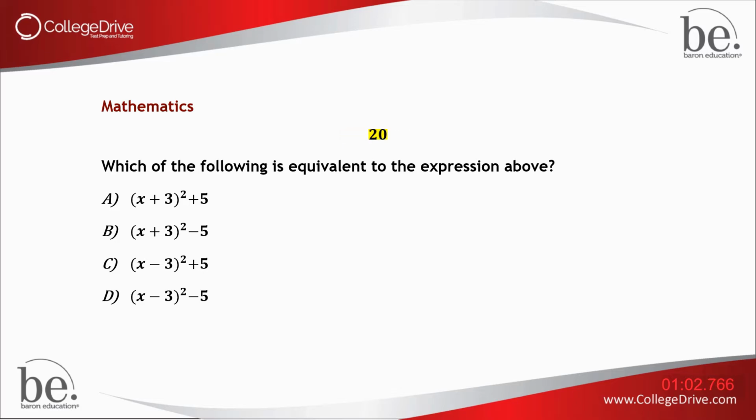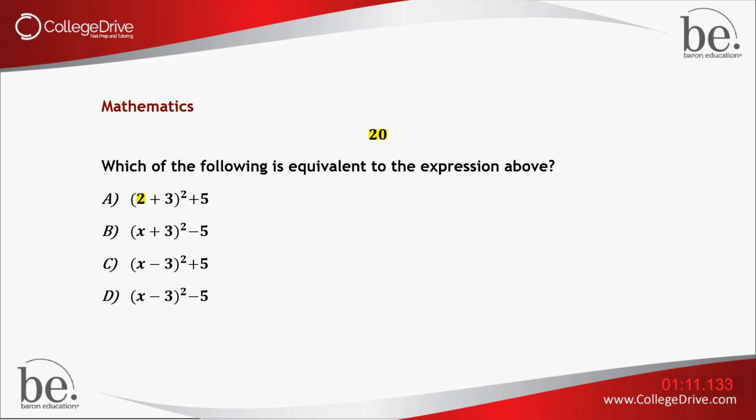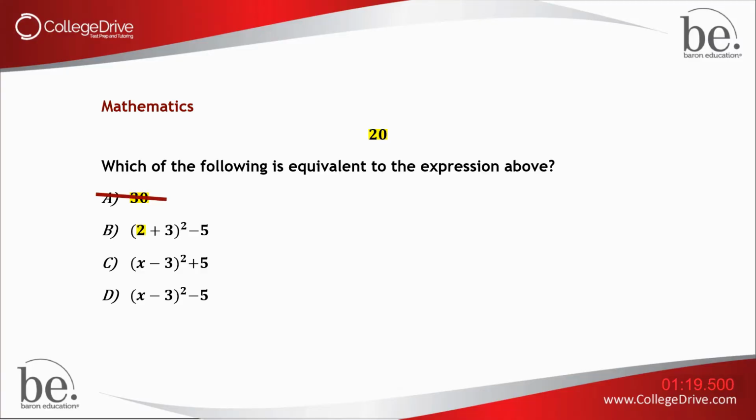So now all we have to do is go to the answer choices and see which one, when we substitute in a 2, leads to an answer of 20. So we look at the first one, we plug it in, 2 plus 3 is 5, squared is 25, plus 5 is 30. That's no good. We move on to the next one. 2 plus 3 is 5, squared is 25, minus 5 is 20. That looks like our answer.